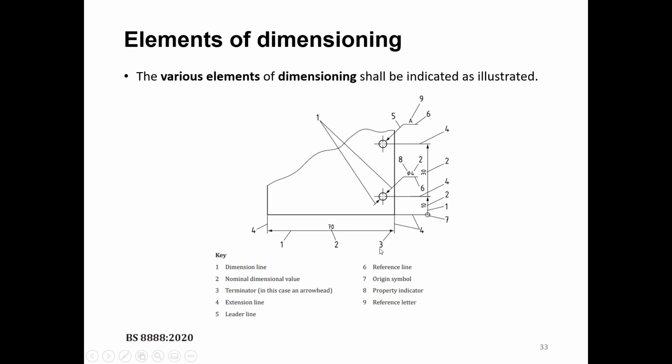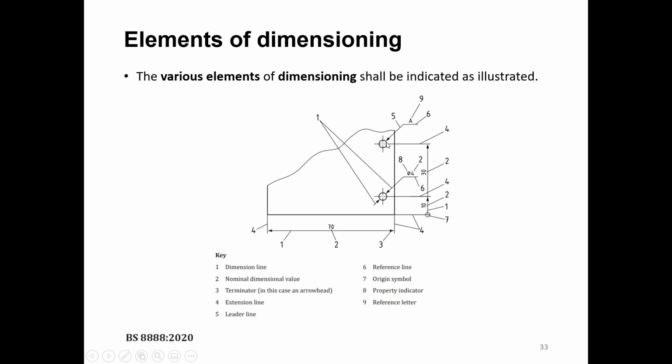Number three is the terminator, which in this case is a solid arrow, for the British standard. Number four, these lines are called the extension lines. If you are using this for a circle, for example, or an arc, it's called a leader line, number five here. Number six is the reference line, which is this horizontal line here, where you might need to write a number.